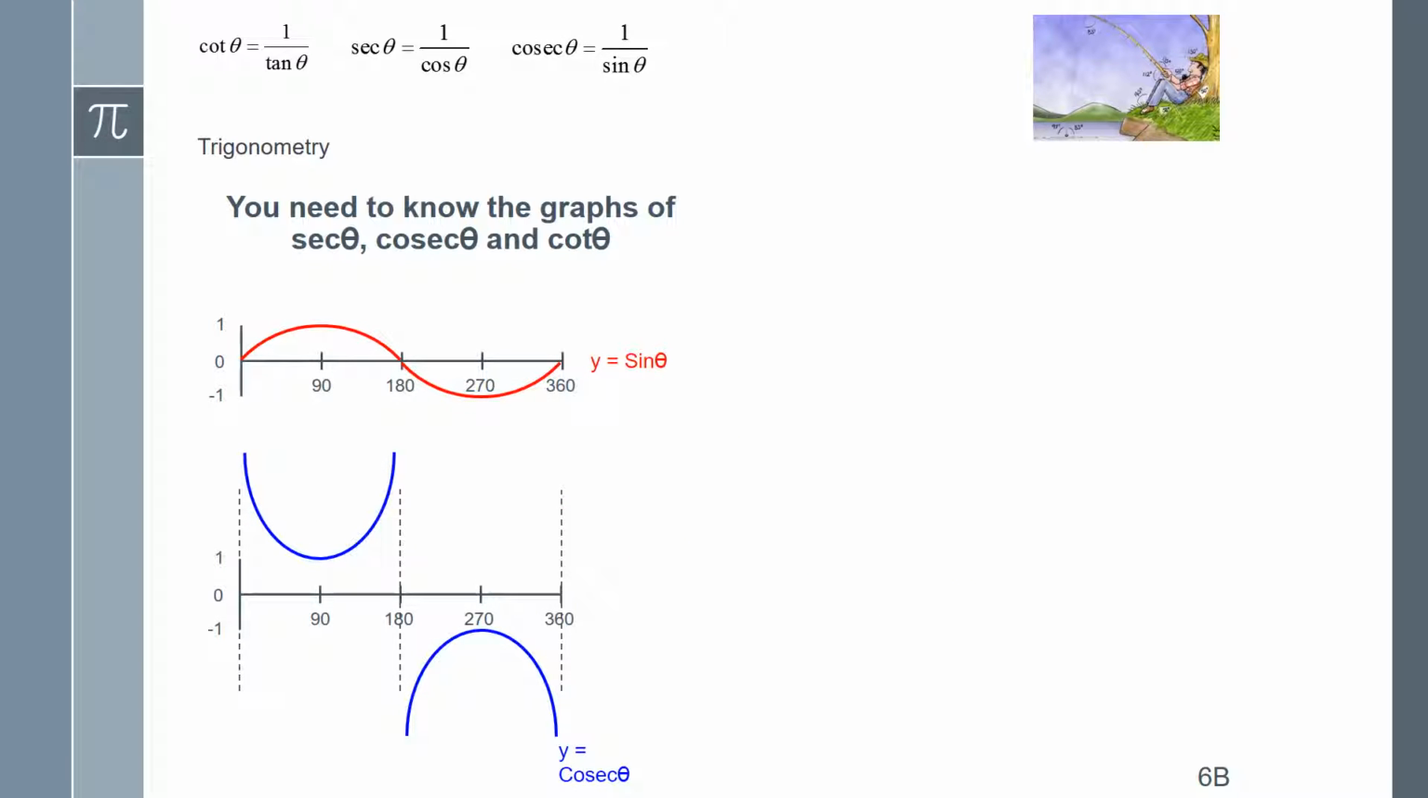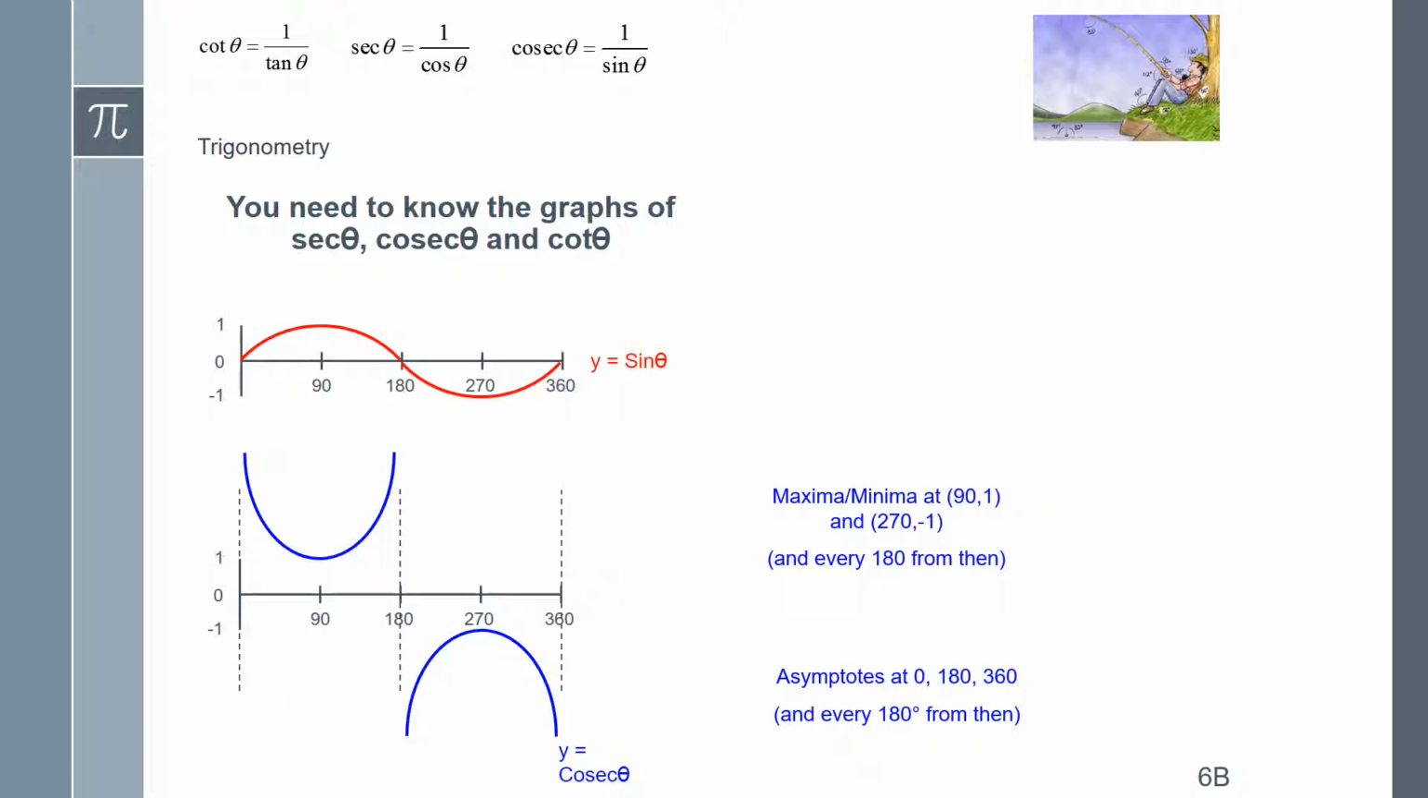So that's the graph. That's sine theta and cosec theta. The key features are the minima and maxima are at 90, 1 and 270, -1, and they repeat obviously beyond that every 180 degrees from there forward. And the asymptotes are at 0, 180, 360, and every 180 degrees from there. That's the shape of cosec theta.